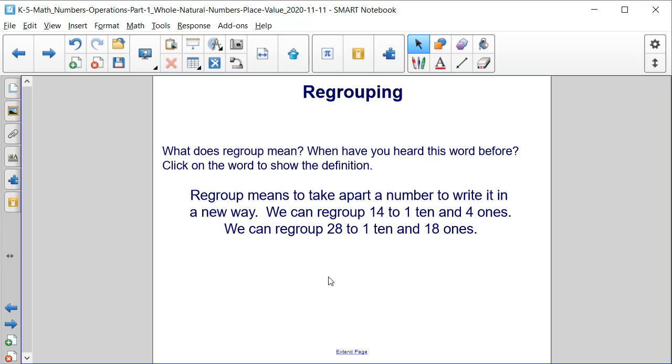Regroup means to take apart a number to write it in a new way. We can regroup 14 to be 1 ten and 4 ones. We can regroup 28 to be 1 ten and 18 ones if we wanted to, or 2 tens and 8 ones. Those are all ways of regrouping numbers.